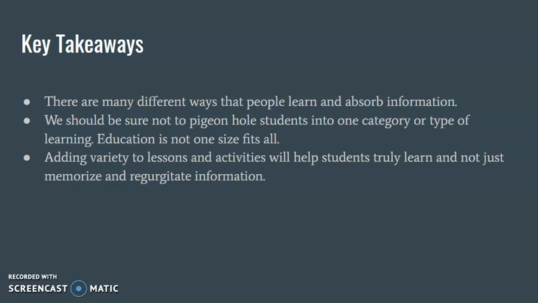So what are some of the key takeaways here? In general, the key takeaways are that there are many different ways that people learn and absorb information. Another thing we should really remember is that education isn't one size fits all, and we need to make sure, within the theory, not to pigeonhole students into one type of intelligence, but to recognize that there are multiple intelligences that people and students can demonstrate, and that adding variety to lessons and activities can really help students truly learn and not just memorize and regurgitate information.